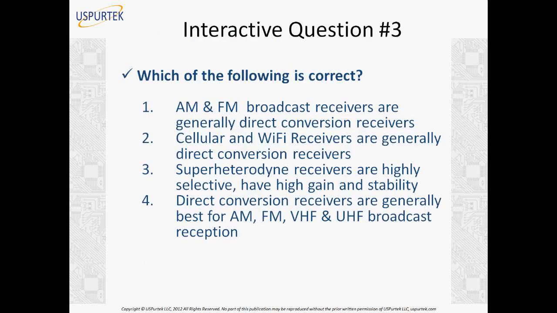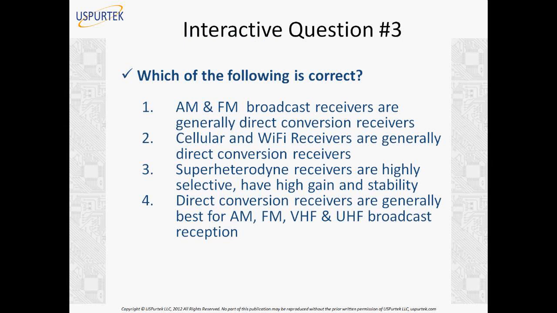Well, which of the following is correct? AM and FM broadcast receivers are generally direct conversion receivers. No, they are not. Cellular and Wi-Fi receivers are generally direct conversion receivers. Yes, they are. Superheterodyne receivers are highly selective, have high gain and stability. Yes, that is true. Direct conversion receivers are generally best for AM, FM, VHF and UHF broadcast reception. No, that is not true.